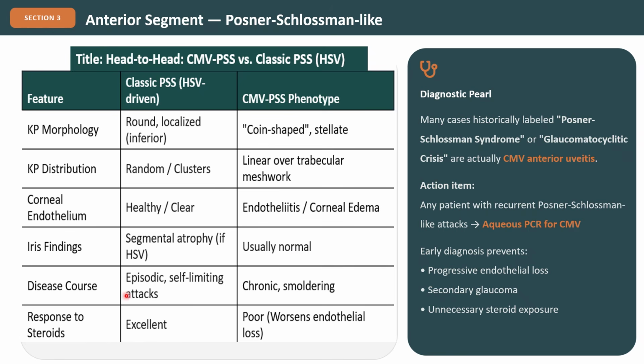And as I said, usually in the classic variety it is episodic, self-limiting, even without treatment. However, people who have the cytomegalovirus variety have a chronic course with recurrent attacks. Now, the presence of recurrent attacks is also in favor of cytomegalovirus. And the prognosis is poor, because at the end they will have decompensation of the cornea, and they will present like chronic simple glaucoma, with cupping and so on. However, the idiopathic variety has a better prognosis.